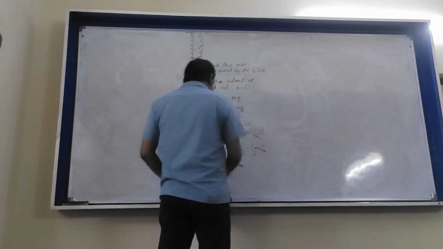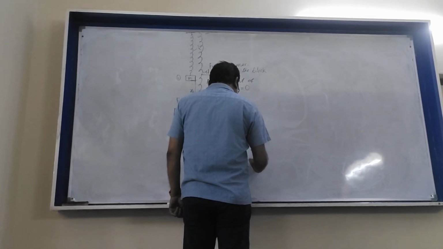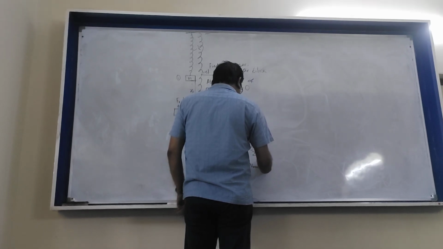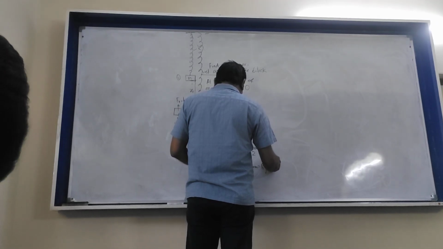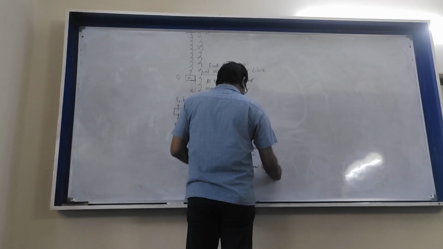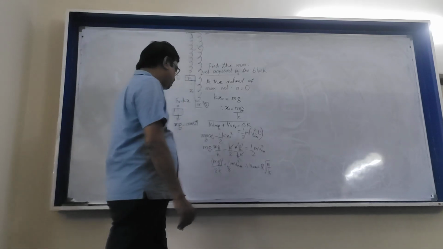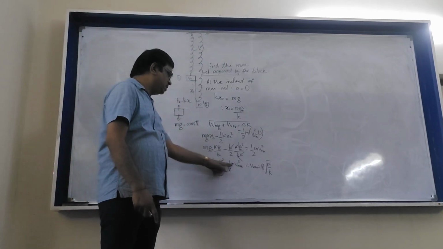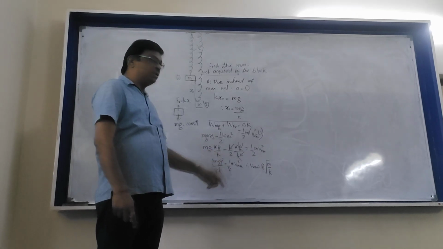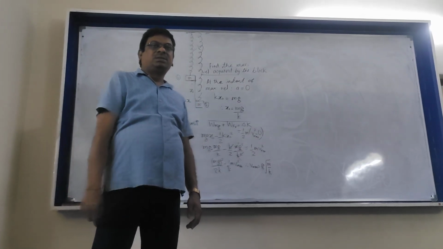So therefore 2 gets cancelled. So finally v max, when you extract the square root, you will have g, then under root m by k. G under root m by k, the m gets cancelled here, and we are left with 1. So this is the final answer. Is it clear?